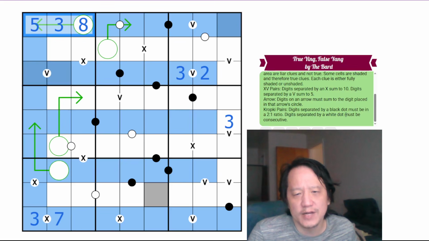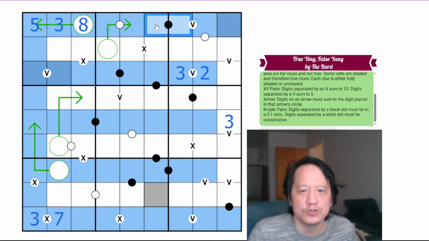And that's an example of how arrows work. And we have crop key pairs, where digits separated by a black dot must be in a 2-to-1 ratio, and digits separated by a white dot must be consecutive.